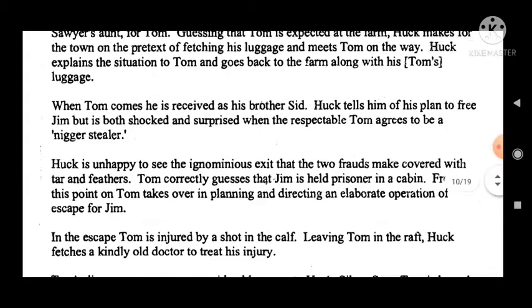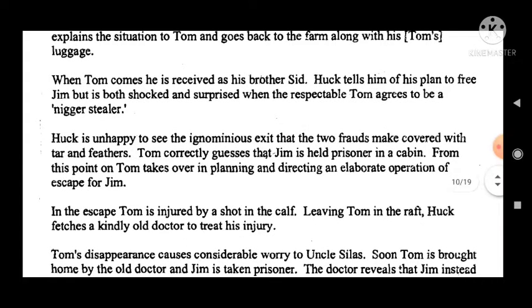When Tom comes, he is received as his brother Sid. Huck tells him of his plan to free Jim, but is both shocked and surprised when the respectable Tom agrees to be a nigger stealer.